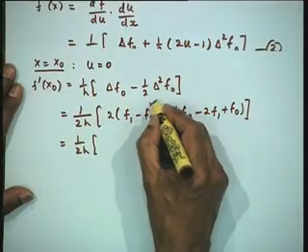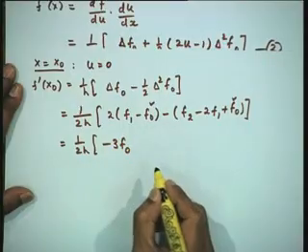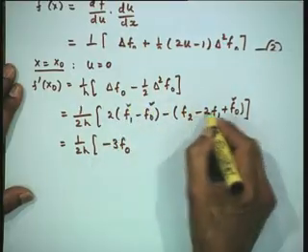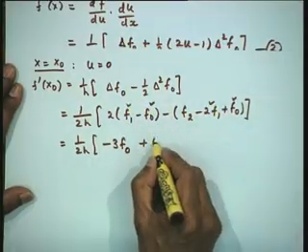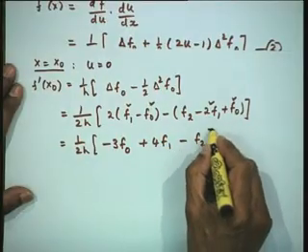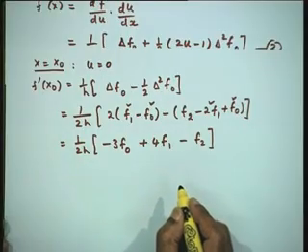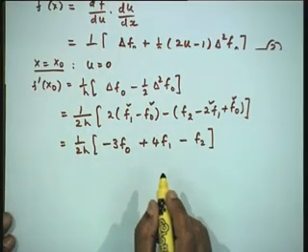There is minus 2 f naught here and a minus f naught here. So I have minus 3 times f naught. I have a plus 2 f 1 here and a plus 2 f 1 here. So, I have 4 times f 1, then I have minus f 2. So, this is the formula that I have for the derivative at x naught.